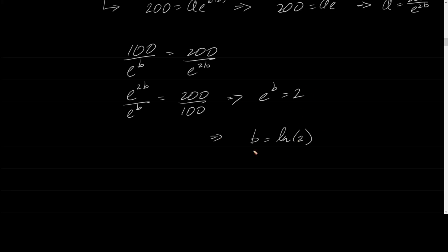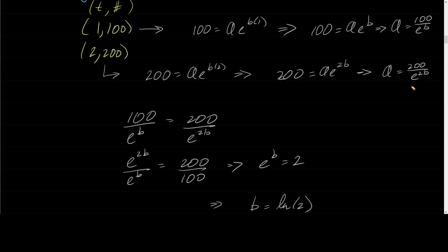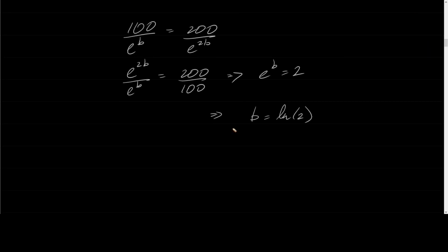So now I've got the value of b, which is great because that tells me I can figure out the value of a. And it doesn't matter which of these two I plug it into, all right? I'm still going to be able to get the value of a. I'm going to plug it into the first one though. So this tells me now that a is equal to, we had 100 over e to the b, and here b is going to be ln of 2, which gives us 100 over 2, meaning 50. Right in here, the e and the ln cancel each other out. So a is 50, b is ln of 2.